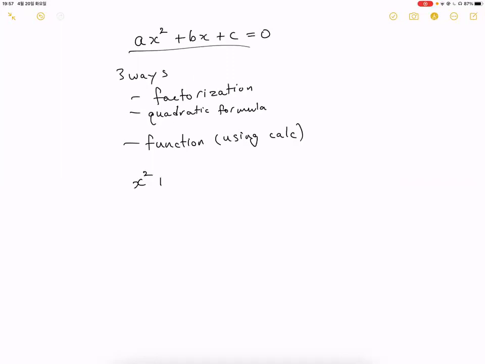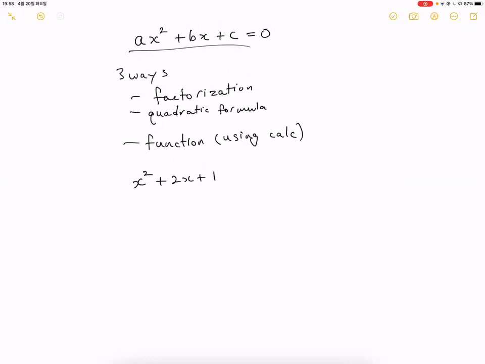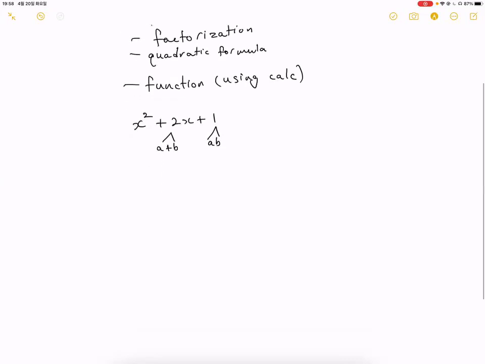So consider x squared plus 2x plus 1. Now, what you're trying to do is to find two numbers. When they're multiplied, make 1, and when they're added, make 2. So this will be a and b. A plus b is 2, and ab is equal to 1.